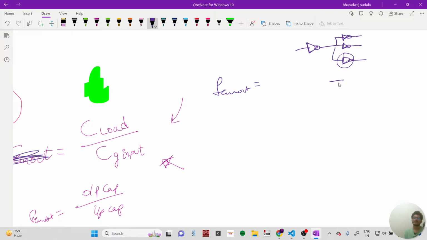So how much capacitance, question mark, how much capacitance can an inverter drive effectively? In the sense, let's say there is a gate, some logic gate, and it has some capacitance.